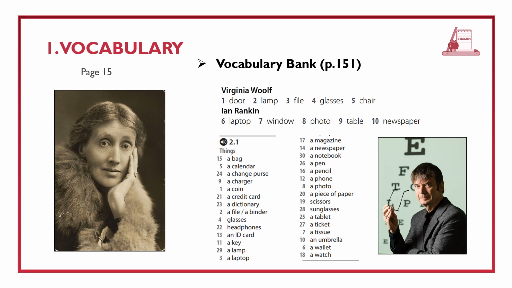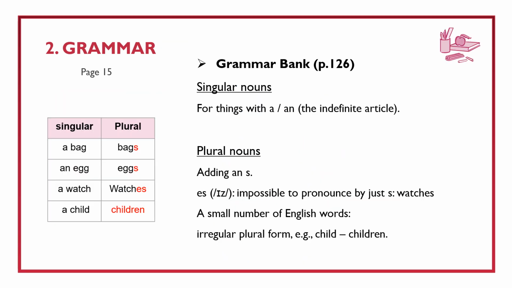So please look at number 23. Tell me, what is it? Yes, it's a dictionary. Now, please look at number 19. What are they? They're scissors. What about number 6? What is it? It's a wallet. And number 4, what are they? Good job, they're glasses. Good, now we have completed one section.